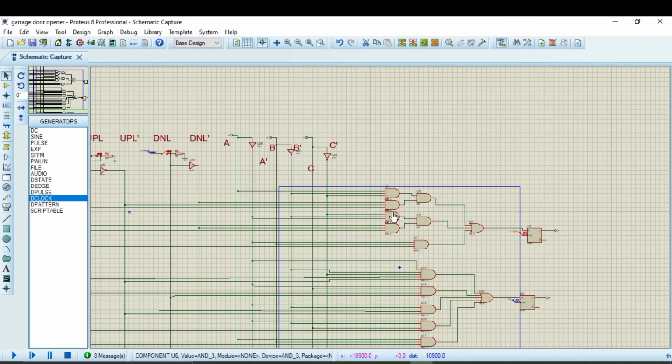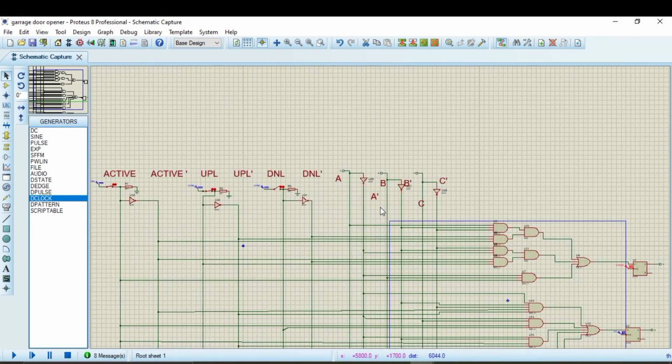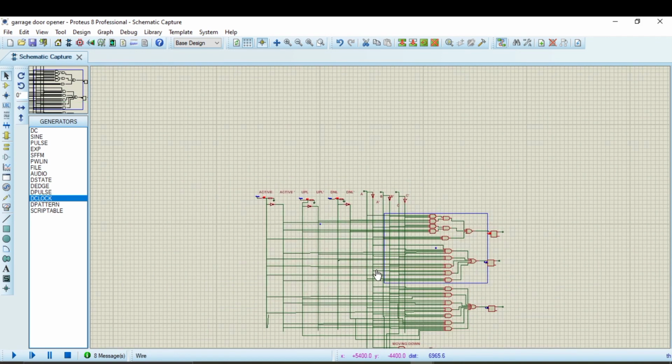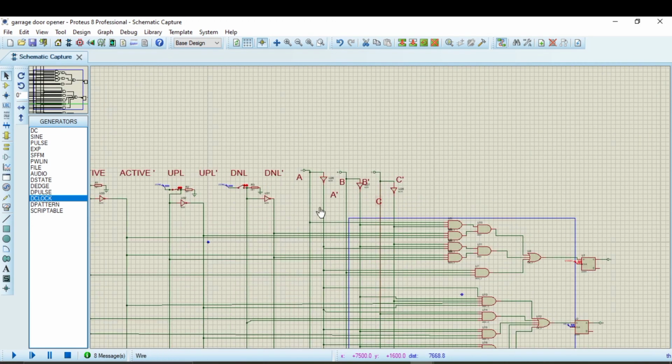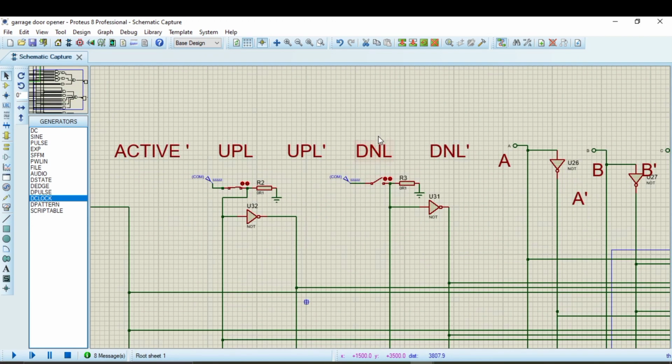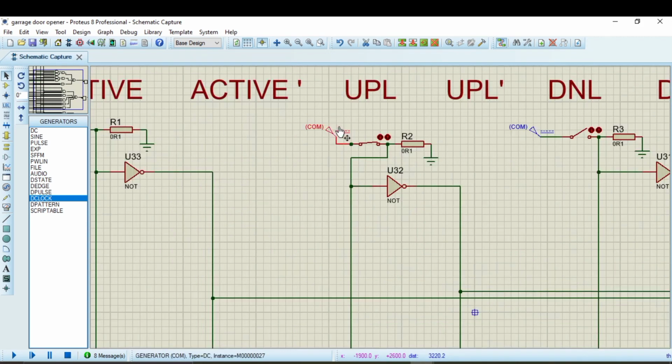For multiplication the AND gates are used, and for addition both the AND gates are connected with the OR gates. So these are the A and A dash. Generally I've made this wire to make the circuit less complex. This is the A and this is the A dash, and B dash, and C dash. And here are the down limit and down limit dash, UPL and UPL dash, up limit active and active dash. This is a simple one.